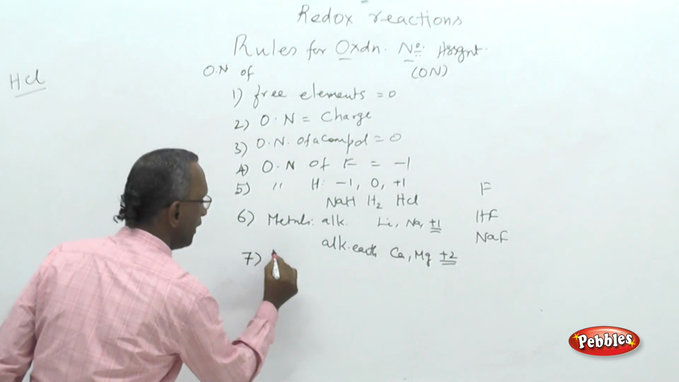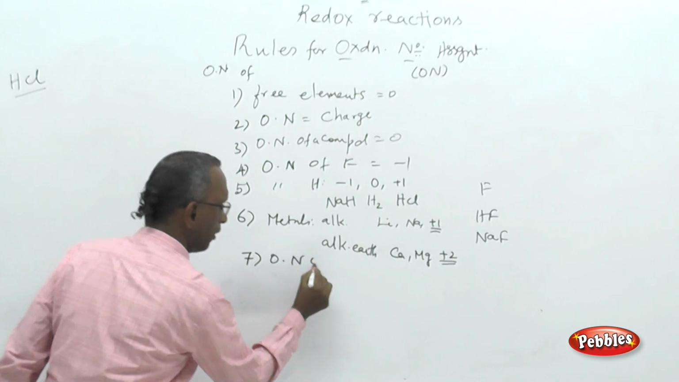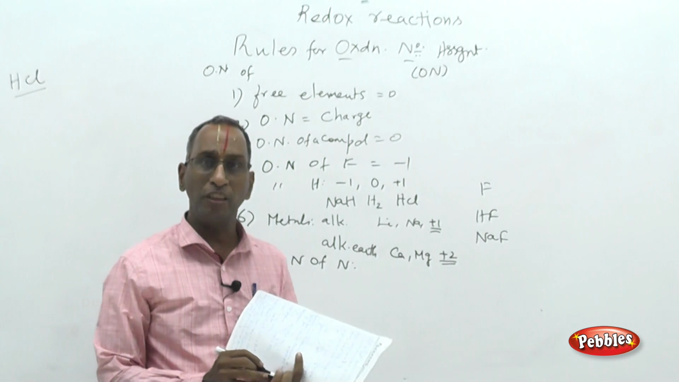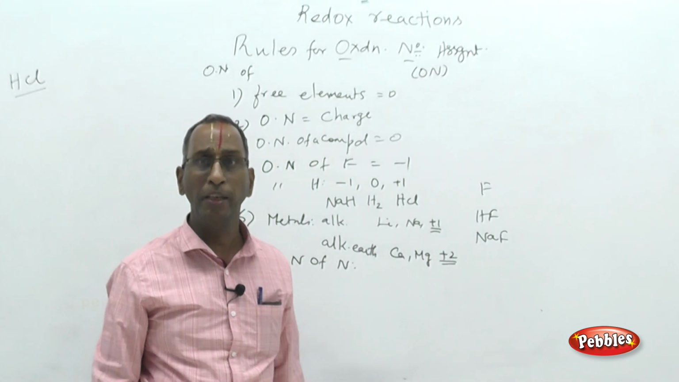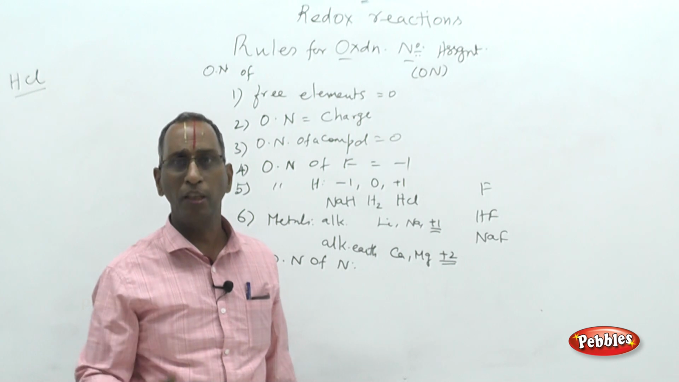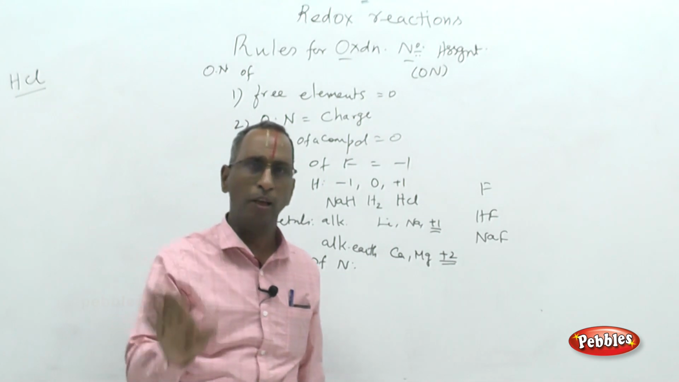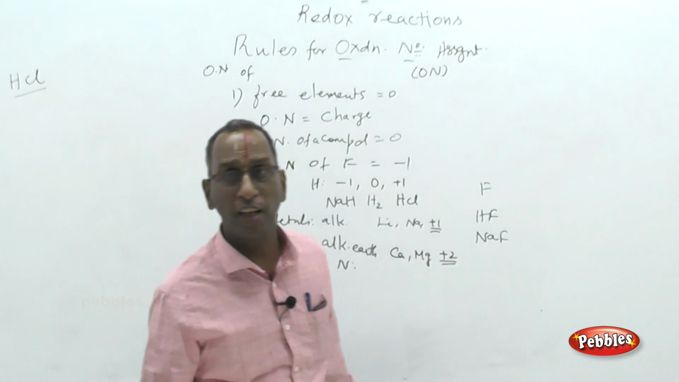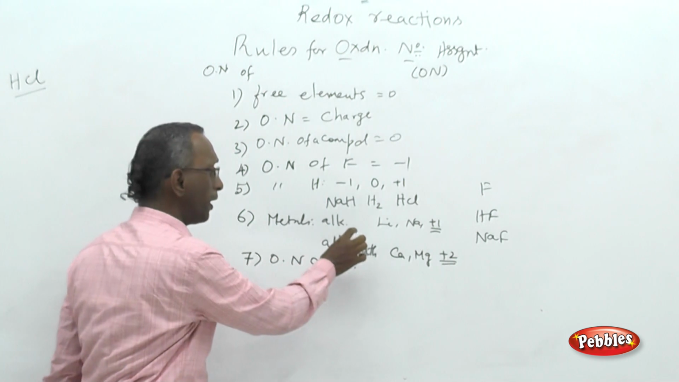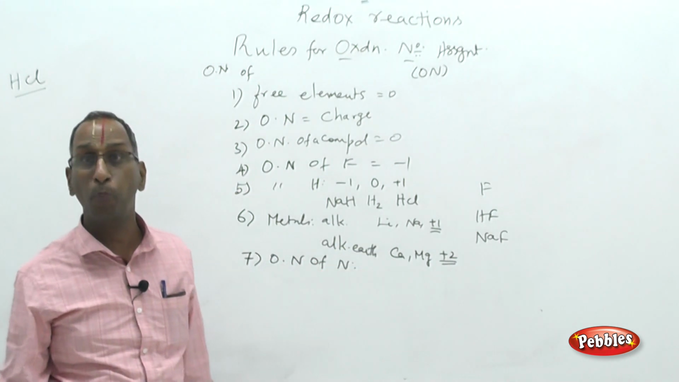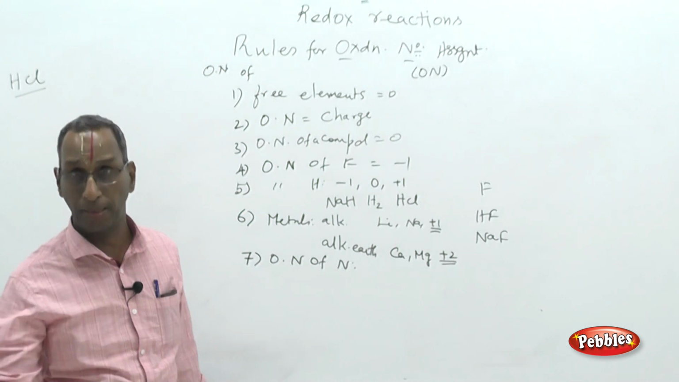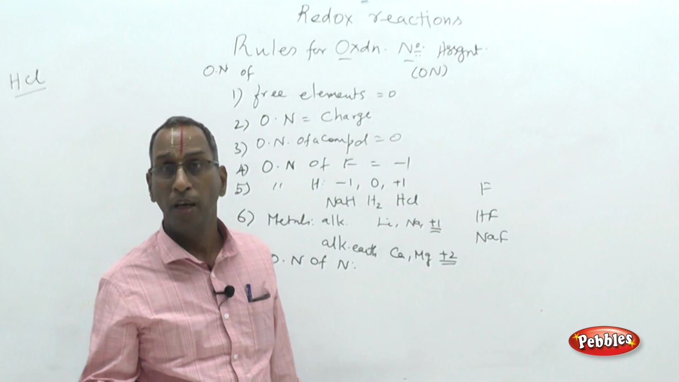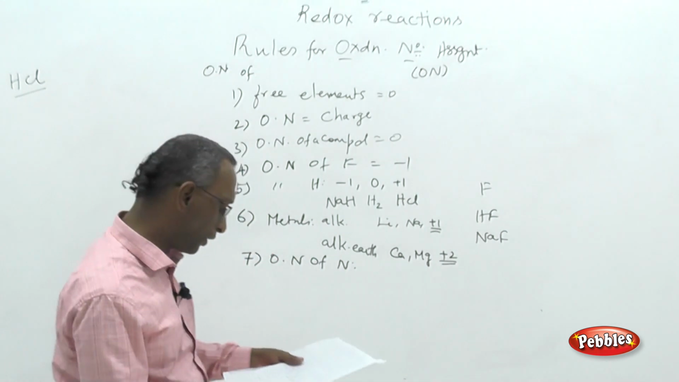Next, oxidation number of nitrogen. It depends upon the element with which it is combined. If the element is more electronegative, oxidation number of nitrogen is positive. Generally, for electronegative elements, oxidation state is negative, and for electropositive elements, oxidation state is positive. So alkali metals and alkaline earth metals are said to be electropositive, so their oxidation state is plus. Halogens, oxygen group, etc. are electronegative elements, so their oxidation state is -1.